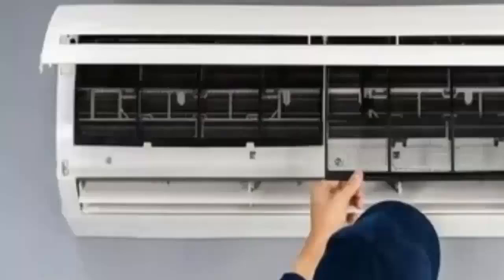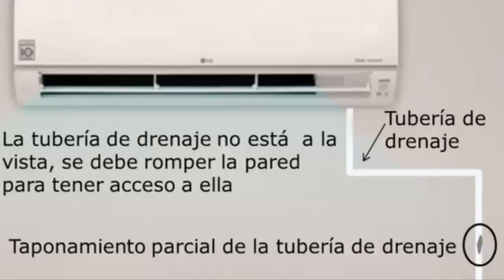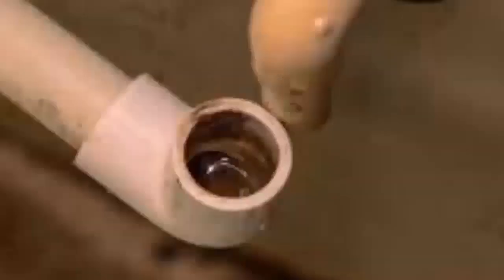4. Ensure that the indoor unit is properly leveled to allow for adequate drainage. 5. Check the condition of the drain pipe, ensuring it is not kinked or blocked and allows water to flow freely. 6. Clean the drain pan with soapy water and a soft bristle brush to remove dirt and mold.